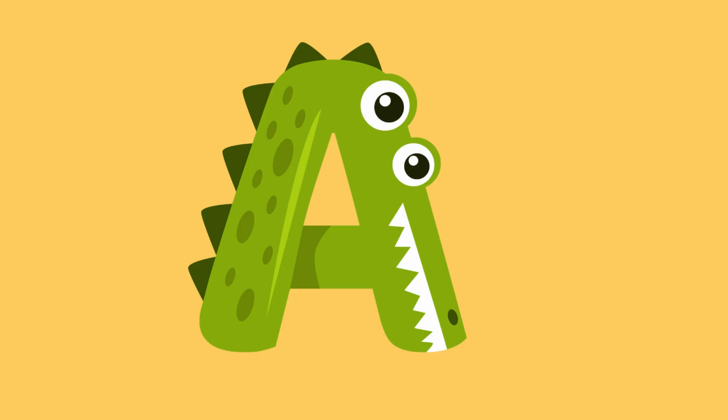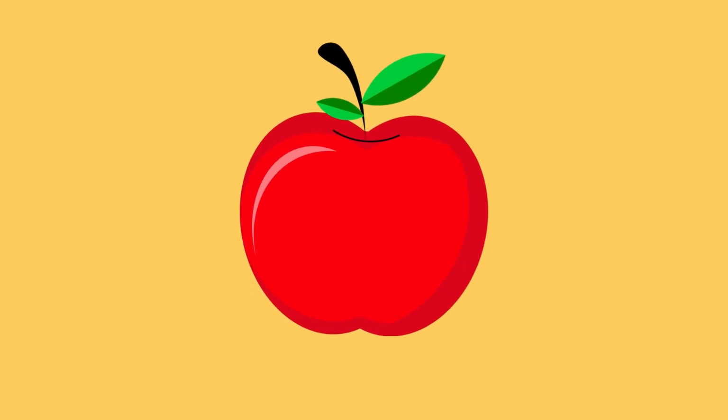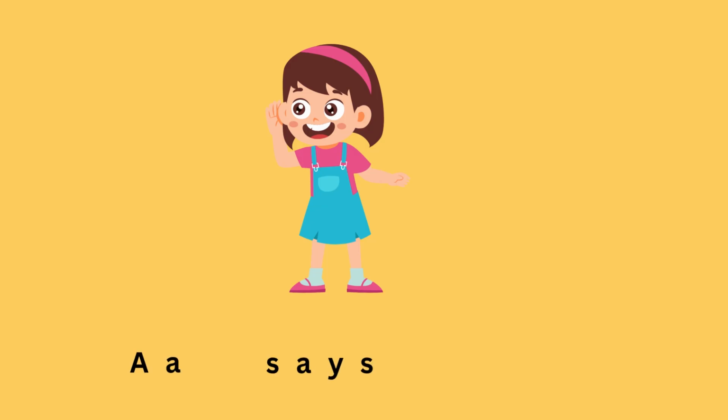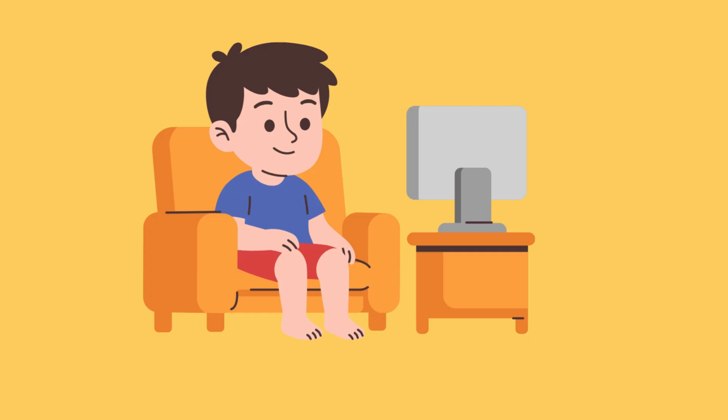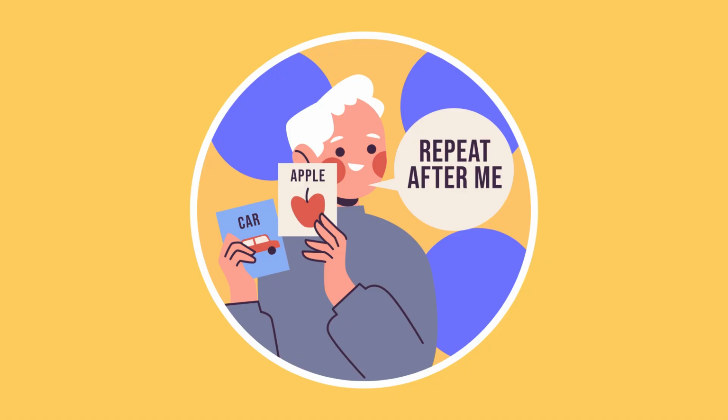This is a capital A and this is a small a. The letter A makes the sound A, like in apple. Come on, kids, say with me. A says A. A says A. Very good. Now let's see some pictures and you will also repeat with me.